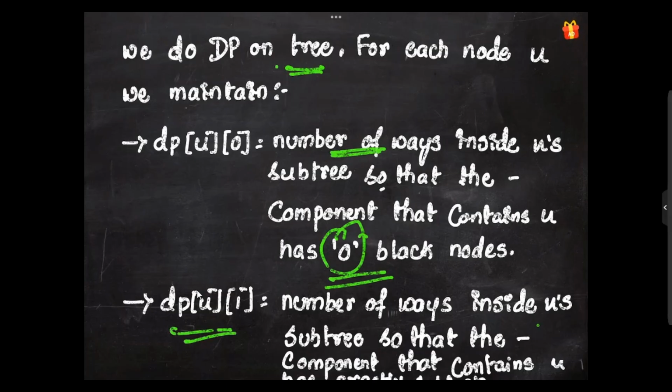Number of ways inside u subtree so that the component that contains u has exactly one black. Here exactly zero black, here exactly one black, right? Exact in the sense zero black nodes, so zero means zero. This one exactly has one black node. Now this is what you need to understand. We are implementing DP on the tree. For each node we will be maintaining DP of u0 and DP of u1. I have already explained this one.